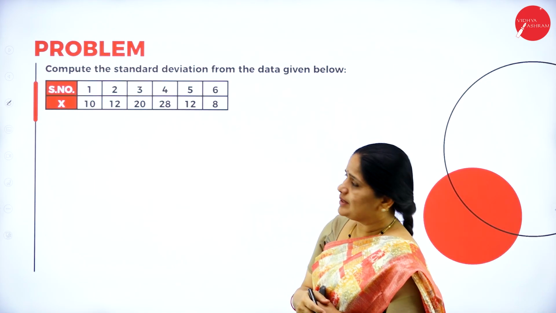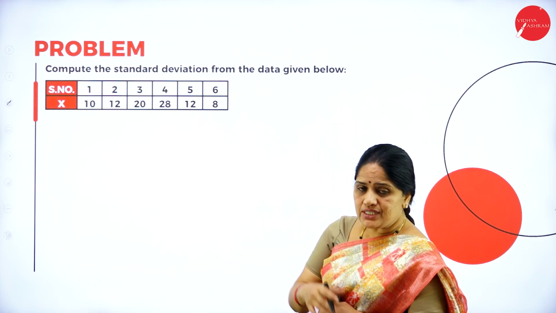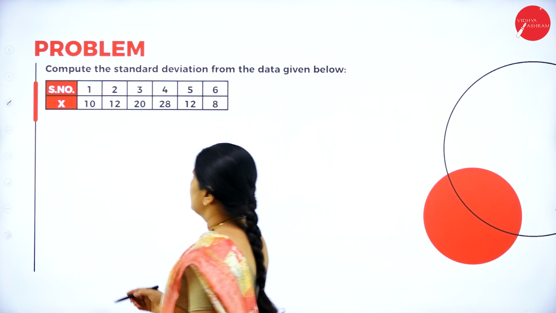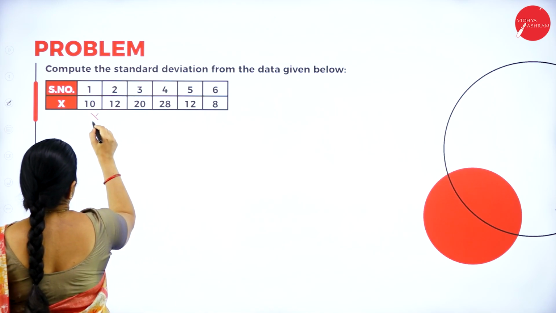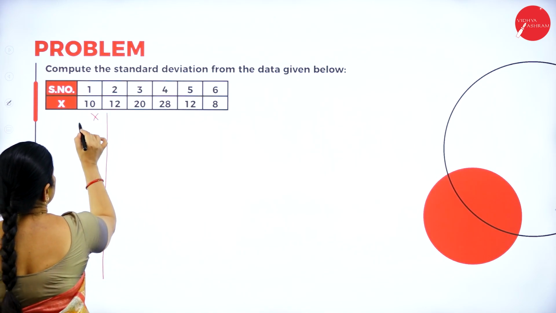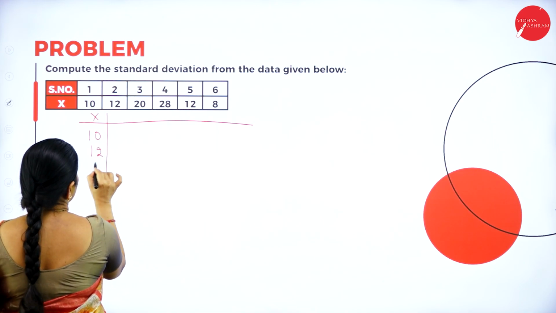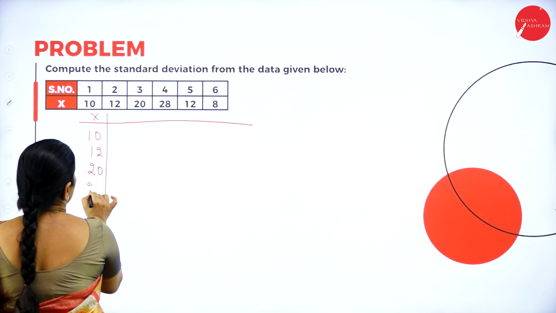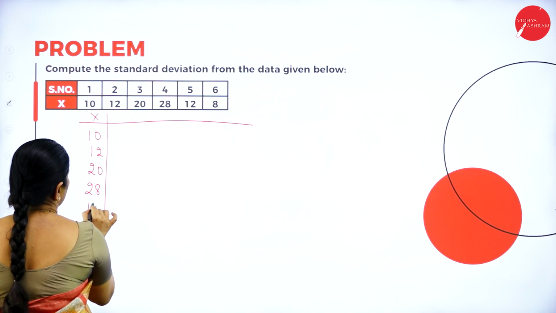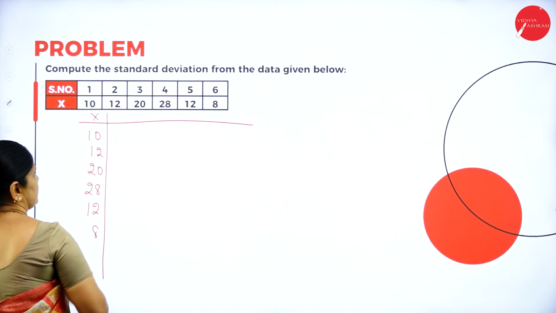We have a problem here. The x values are given, so I write the x values in a vertical column. The x values I am writing here: 10, 12, 20, 28, 12, 8.